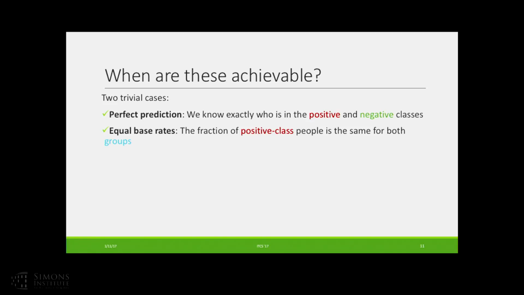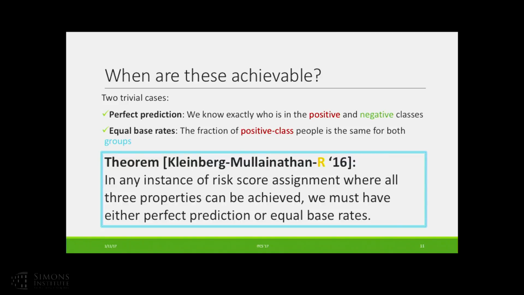The other trivial case is if my base rates are equal. What that means is 50% of the men that I look at and 50% of the women also belong to the positive class. Therefore, I can just label everyone with a score of 50%, and you can verify that this satisfies all of my constraints. Outside of this, you can actually show that you can't do anything. So in any instance where all these three properties that we care about are achievable, we either have perfect prediction or equal base rates.